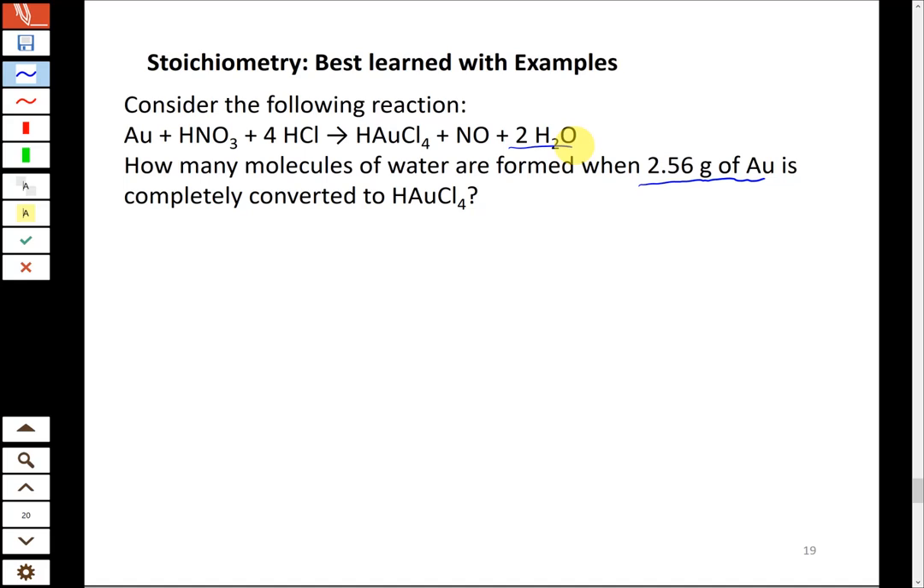All right, so again, for stoichiometry problems, I like to always start with what we're looking for. We're looking for molecules of water. And what we're given as a starting point is the mass of one of our reactants or products, in this case, our reactant gold. So we always start out with something that we're given, which is 2.56 grams of gold. In stoichiometry problems, when in doubt, and really almost every time, your first step is going to be to convert into moles. We can't do anything with stoichiometry until we're in moles.